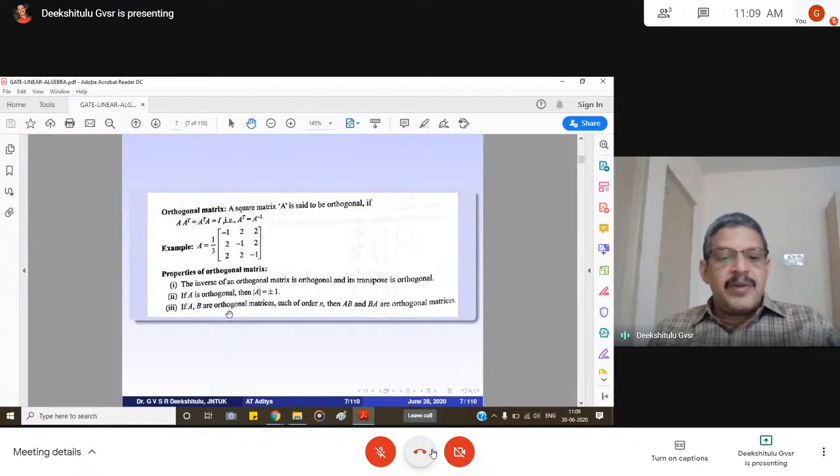Then A and B are orthogonal matrices, each of order n. Then one of the following statements is true. Identify it. A, AB is only orthogonal. B, BA is also orthogonal. C, AB and BA are orthogonal matrices. D, the AB and BA are not orthogonal matrices.